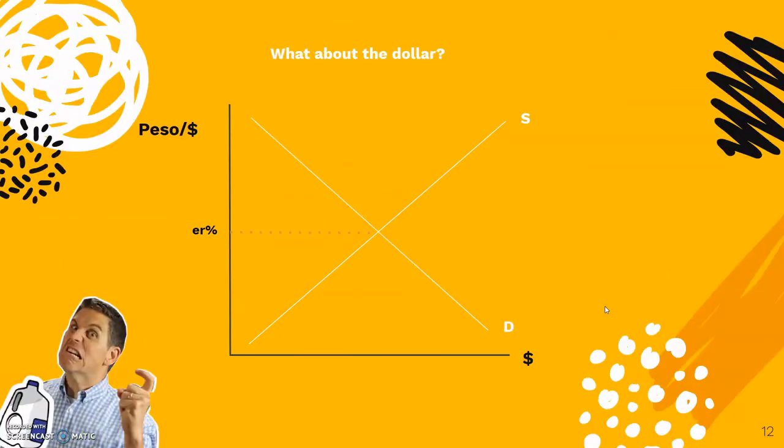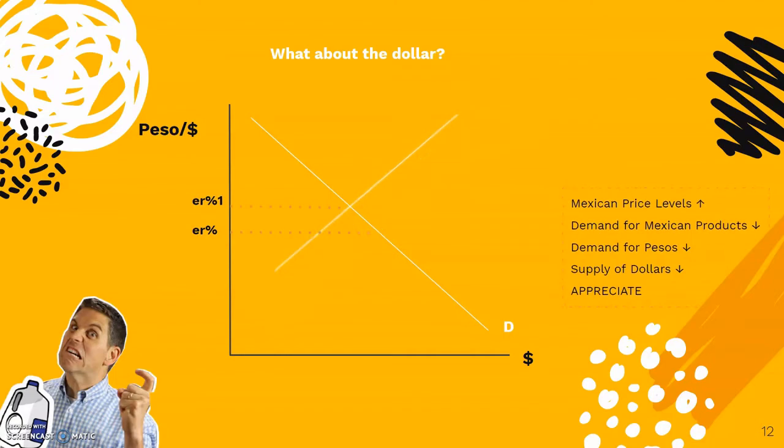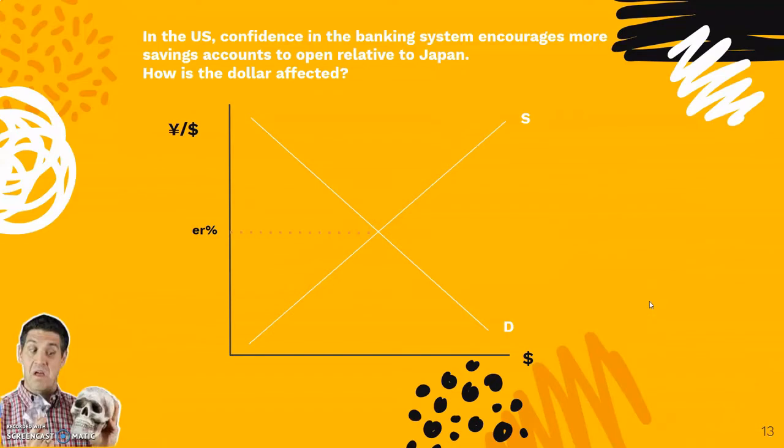But what about the dollar? Well, in this case, since Mexican price levels increase, we demand less Mexican products and therefore we demand less pesos. So since we don't demand as much pesos, we supply less dollars to Mexico. And our dollar eventually appreciates. All right, I'm getting tired of Mexico. So let's move on into a new scenario.